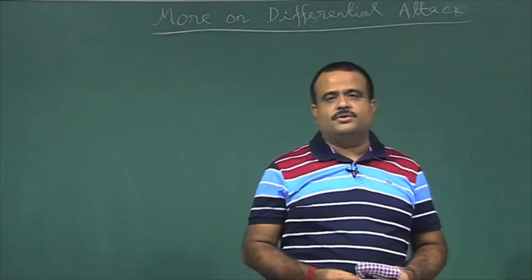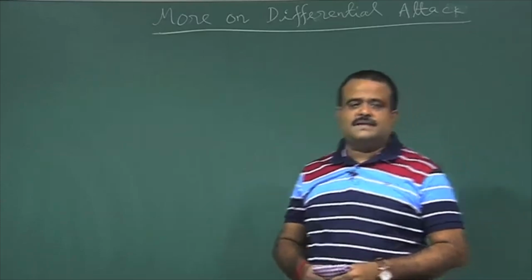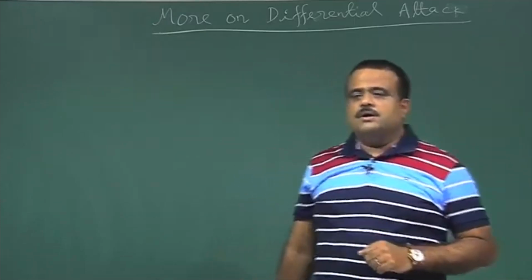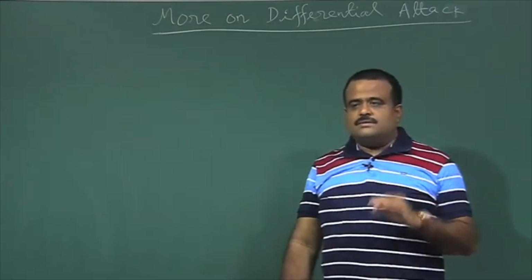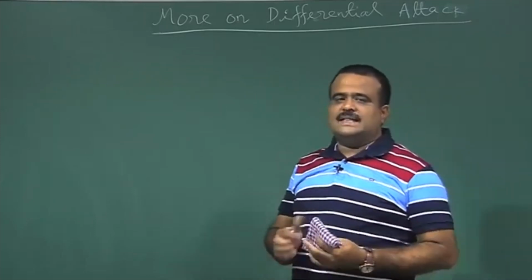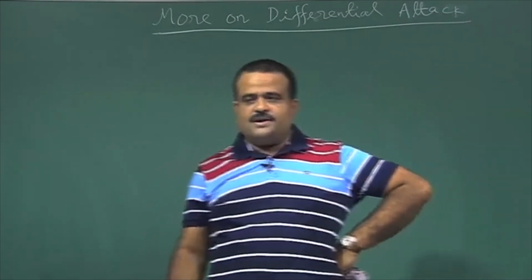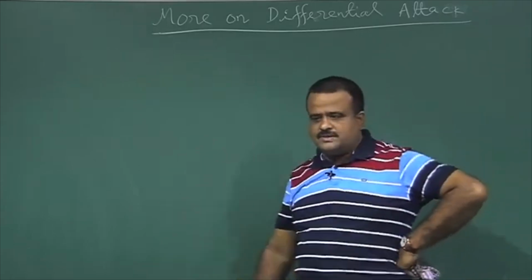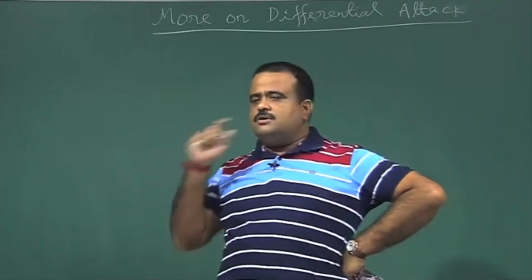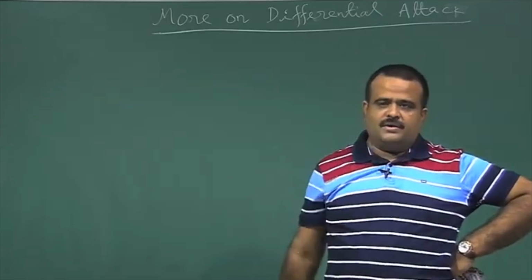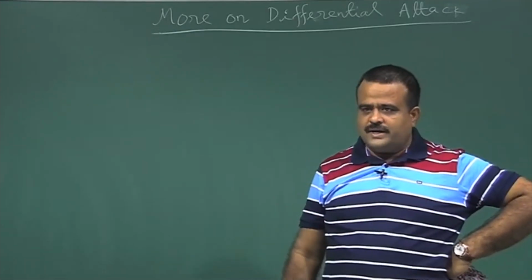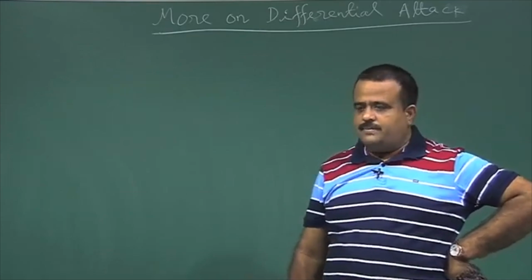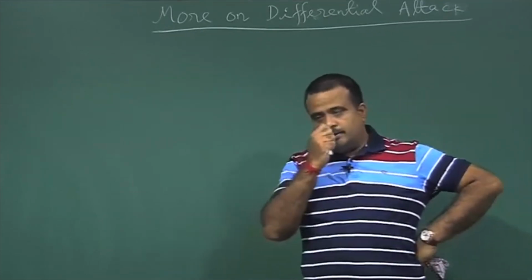Okay, we have seen the differential attack, which is a non-generic attack on block ciphers. We will continue that, and we talk about some variants of differential attack, like impossible differential attack, truncated differential attack, and higher order differential attack. In this talk we will talk about one variant, which is called the boomerang attack on block ciphers. This is also a non-generic attack.